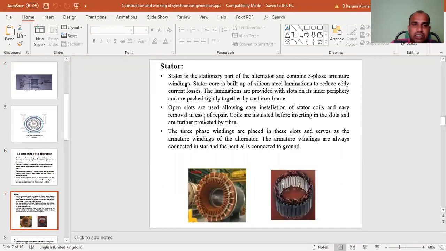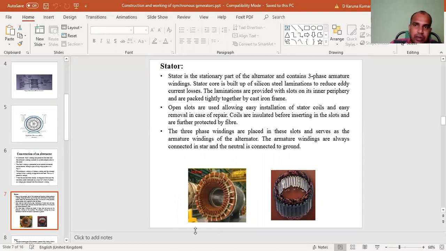The main important parts of the alternator are the stator and rotor. The stator is the stationary part of the alternator, and it contains the three-phase armature winding. This is called the stator core. The stator core is built up of silicon steel laminations to reduce the eddy current losses.